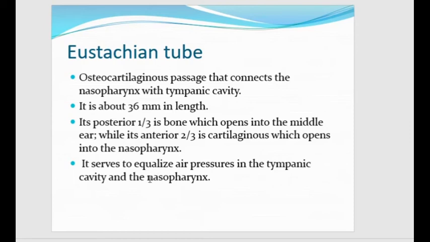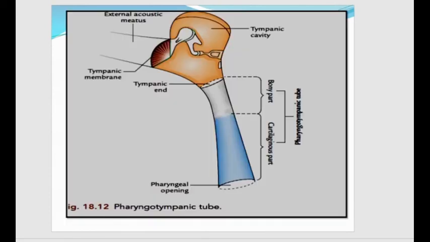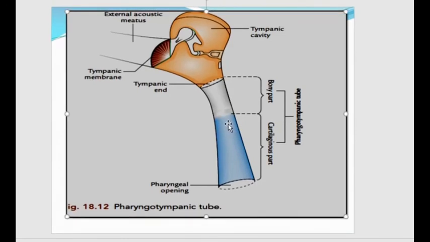The pressure on both sides of the tympanic membrane should always be equal so that you can maintain the action of the ossicles of the middle ear. See, this is the cartilaginous part of the Eustachian tube, which opens into the nasopharynx. This is the bony part, which opens into the middle ear. The cartilaginous part is normally closed. It opens during certain maneuvers like swallowing, yawning, and sneezing.